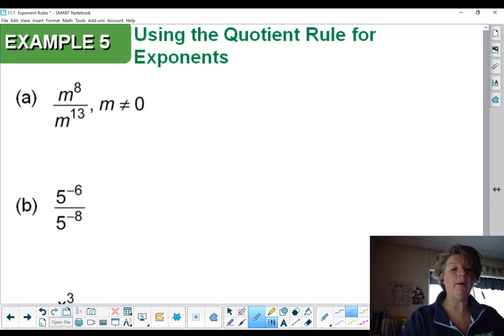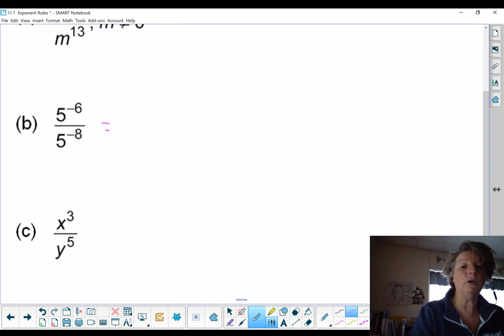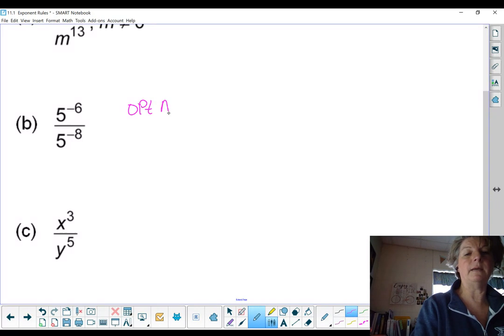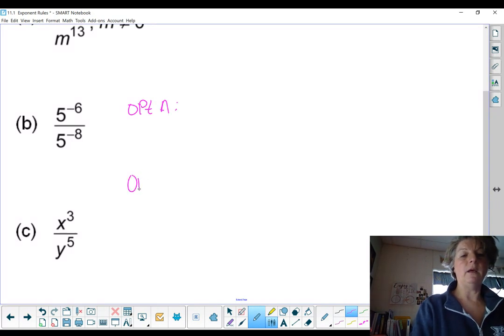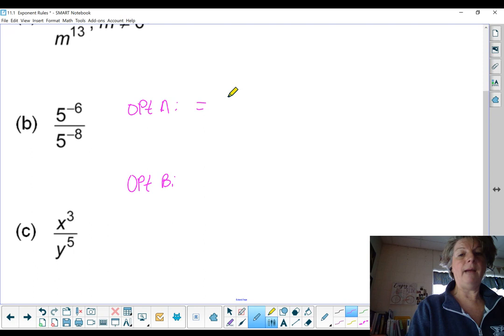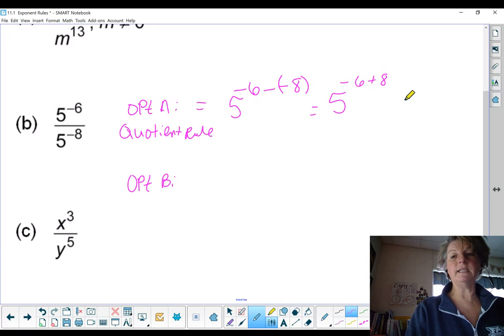All right, B. I see a couple possibilities with B. One is I could use the quotient rule. Let's call this option A, because some people will see this option and some people are going to see my option B. So I've got two different ways I'm going to approach this problem. Option A, I'm going to use the quotient rule. That would say 5 to the -6 minus the bottom exponent. And we know that two negatives sitting side by side become a positive. So I get 5 to the -6 plus 8, which gives me 5 to the 2nd. Oh, I can do that one in my head.